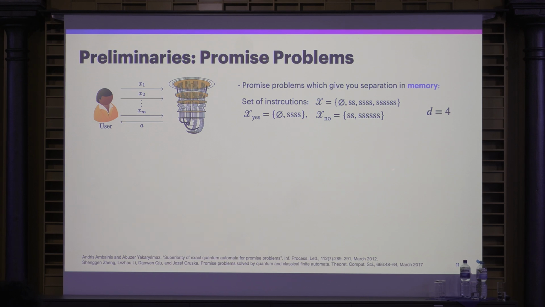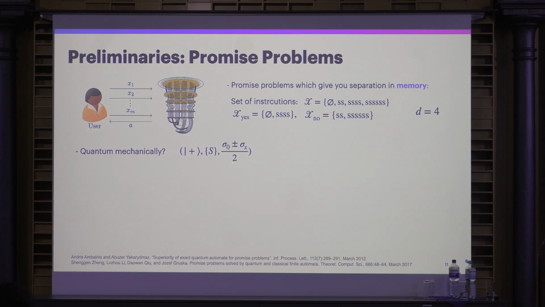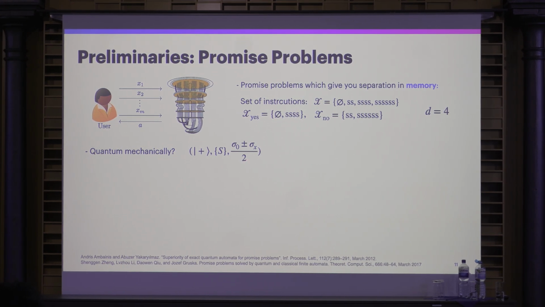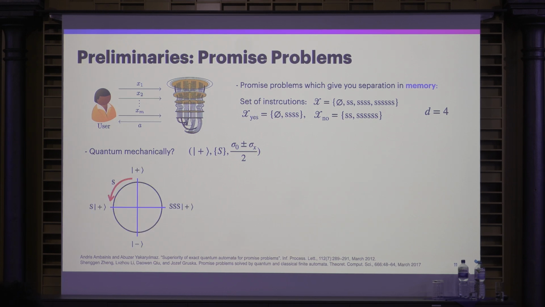Now let's see how you would solve it with a quantum computer. Maybe you have an idea already, but a qubit can definitely do this. Quantum mechanically, what you can do, you can start in a plus state, apply an S gate. That's why the instruction was called S. And you can measure in X basis, eigenbasis. And you can look at this will be our solution to the problem.